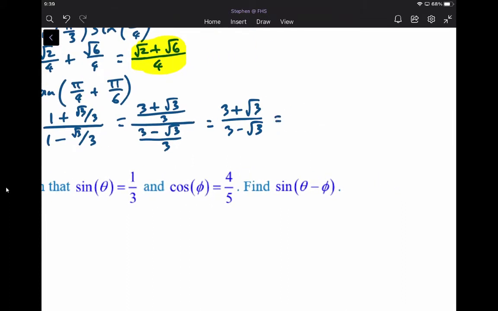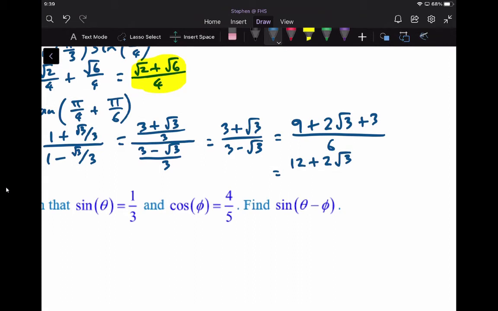If you do so, you should end up with 9 plus 2 root 3 plus 3 all over 9 minus 3, which is 6. So that's 12 plus... that shouldn't be 2 root 3. That should be a 6 root 3. My bad. Let's fix that up. So 6 root 3, 12 plus 6 root 3 all over 6. And you just end up with 2 plus root 3.